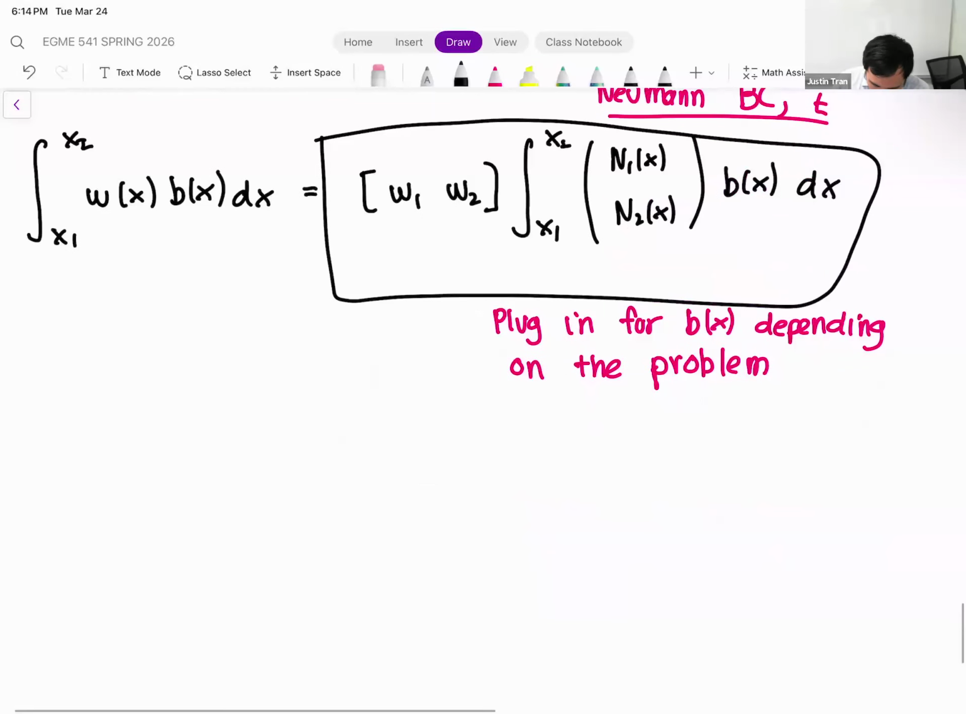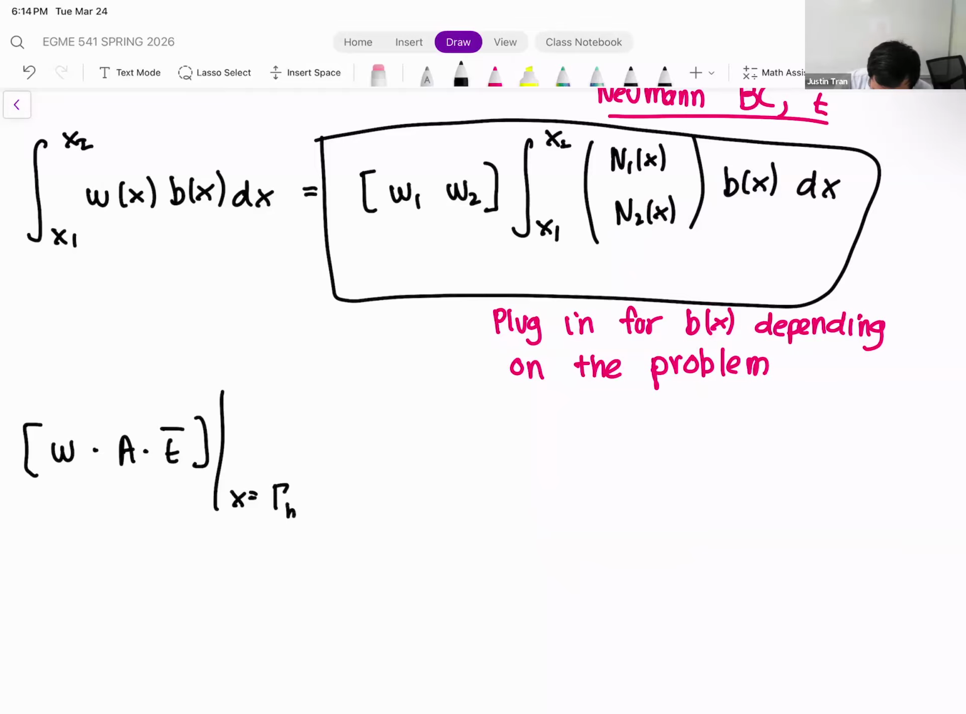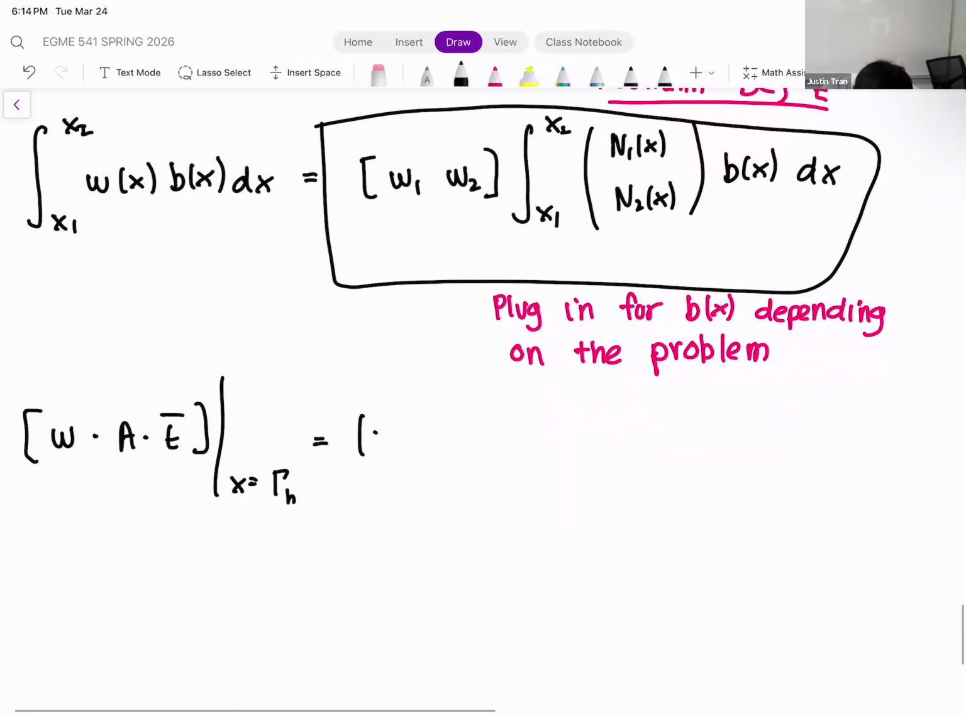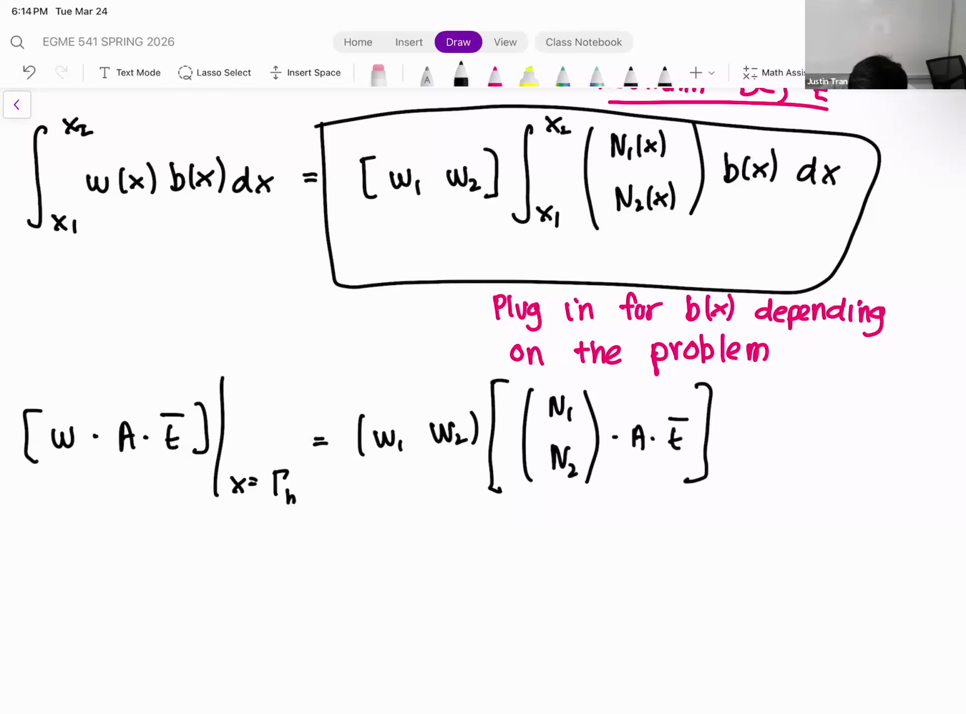The other term was our Neumann boundary condition, which was given by the following. So you have W times A times T bar evaluated at x equal to lambda H. Once again, we're going to plug in for W of x here. So W of x is going to be W1, W2 multiplied by N1, N2 times A times T bar, evaluated at x equal to lambda H.